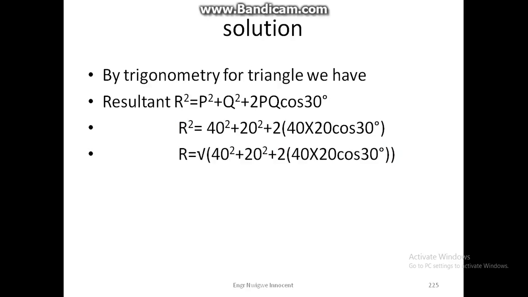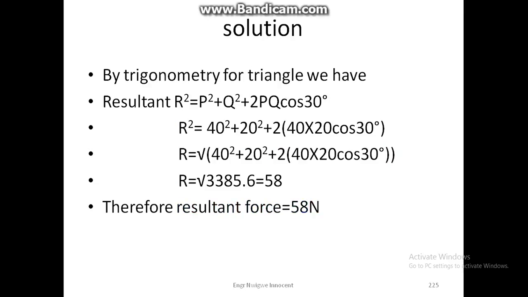Making R the subject of the formula, the square root crosses over, so R is the square root of in bracket 40 squared plus 20 squared plus 2 in bracket 40 times 20 cos 30, close bracket. Therefore, R is equal to the square root of 3385.6, which is 58. Therefore, the resultant force is equal to 58 Newton. Direction of the resultant.